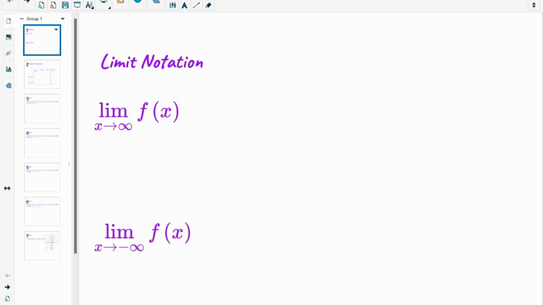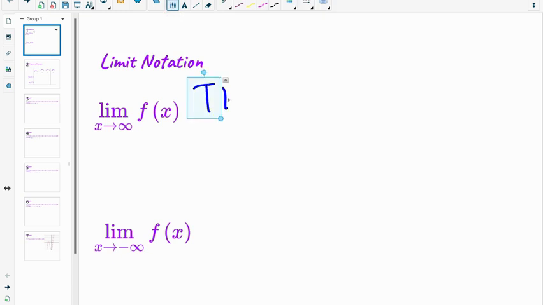The limit is an idea in math where we talk about approaching a value instead of something being equal to a value. So this notation right here is the limit as x approaches infinity of f of x. So I'll write that out.